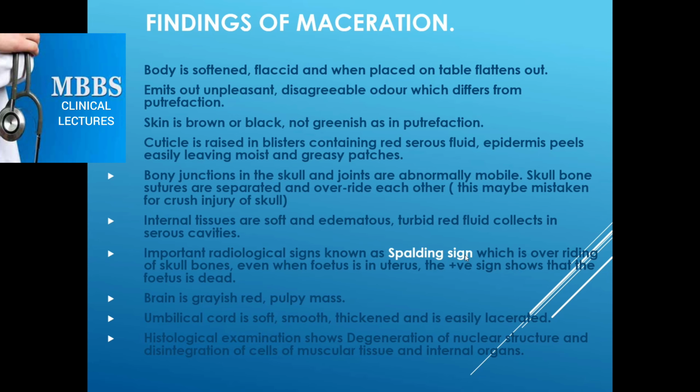Bony junctions in the skull and joints are abnormally mobile. Skull bone sutures are separated and override each other. This may be mistaken for a crush injury of the skull. Internal tissues are soft and edematous.